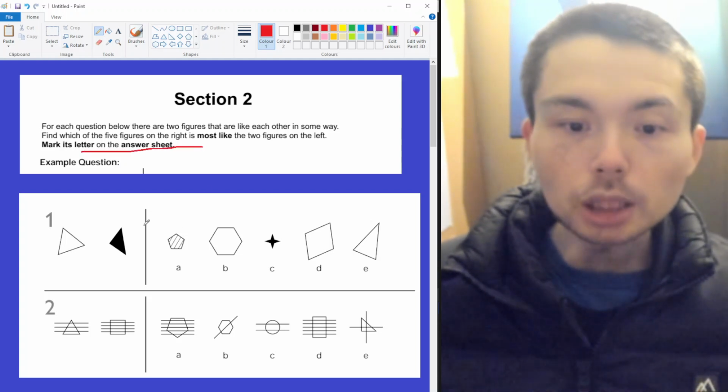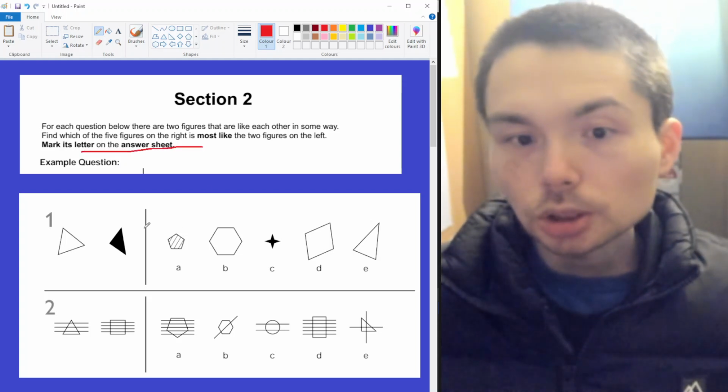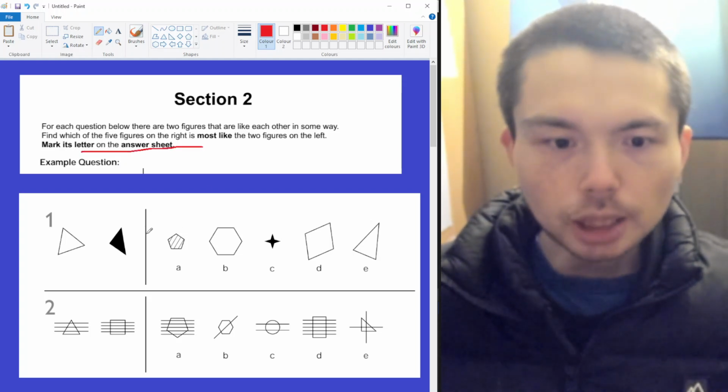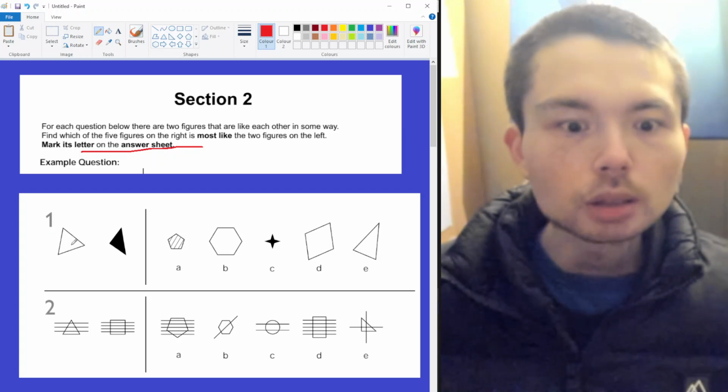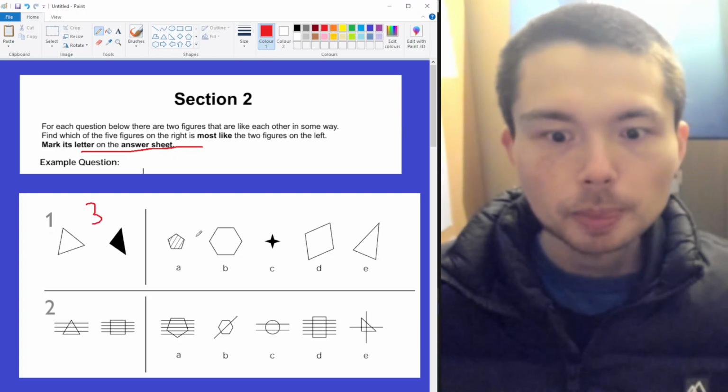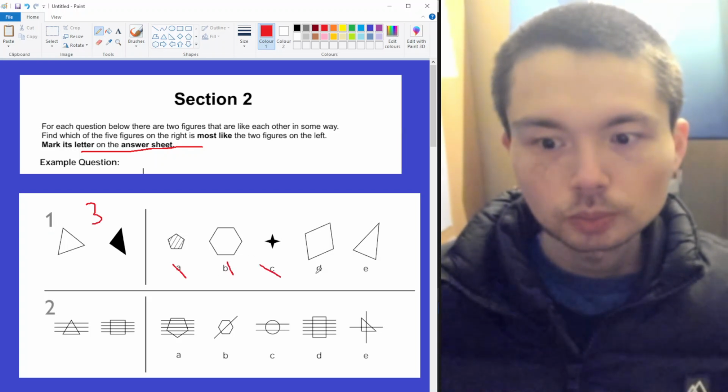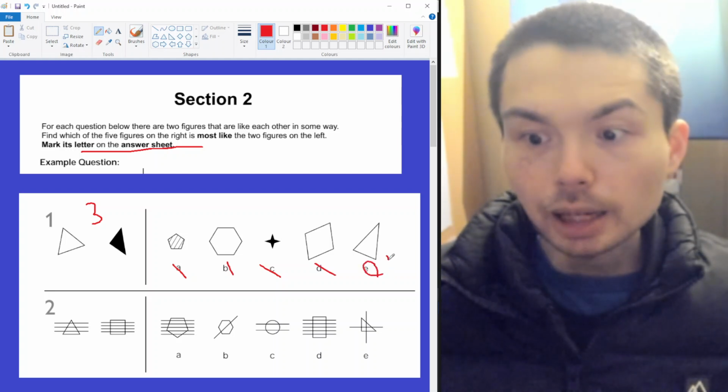Before you do this question, make sure you have this in front of you. Unless you're just a student who's just following along, that's okay. I will explain. Look at question 1. They're both triangles. E is the answer. That you can get in 5 seconds.